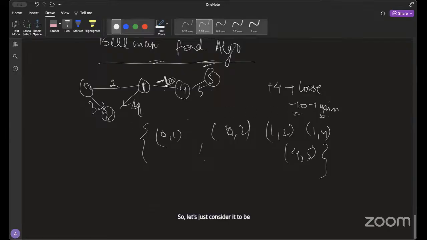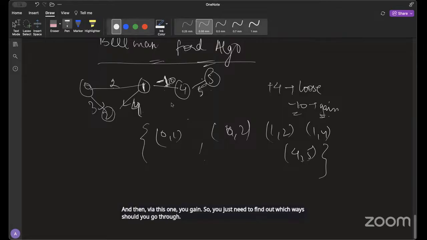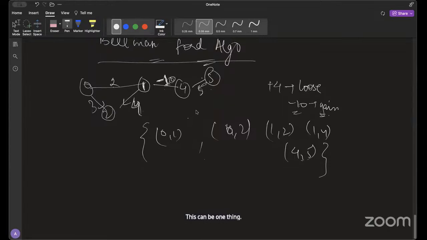So if you go via this route, you lose 3 rupees. Via this one, you lose 4. Via this one, you lose 2. Via this one, you gain 10 rupees. And via this one, you gain. So you just need to find out which ways you should go through. This is how you can practically do it. Is it all right? Okay, ma'am. Okay.